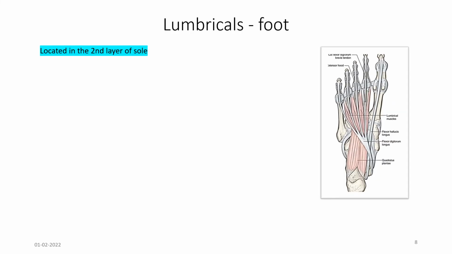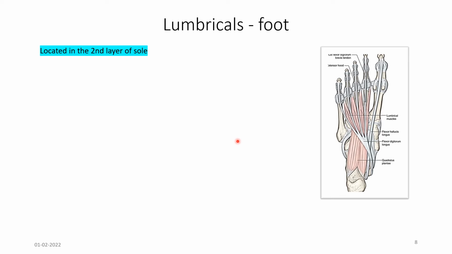Now let us consider the lumbricals in the sole of the foot. Though clinically they are not important, you should learn about them. They are also concerned with certain movements. Let us discuss that part. They originate from the tendon of the flexor digitorum longus for the lateral 4 toes. You can see the 4 lumbricals numbered from medial to lateral, located in the second layer of the sole of foot.